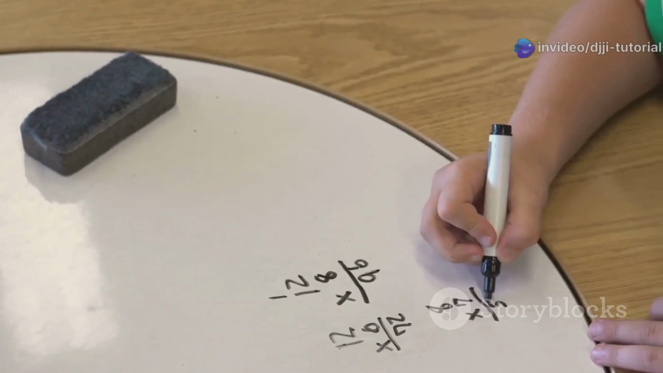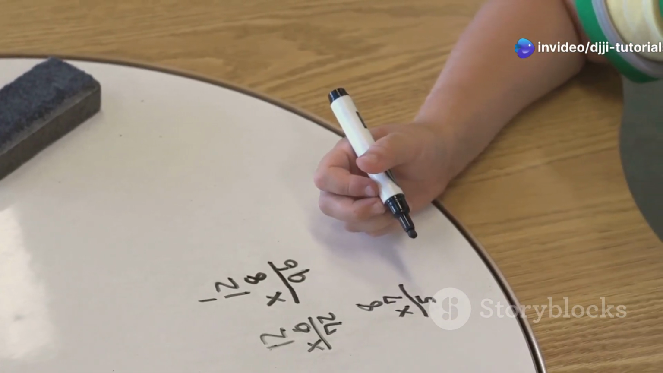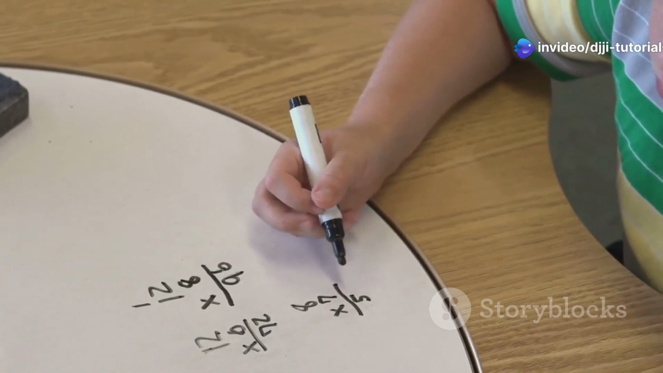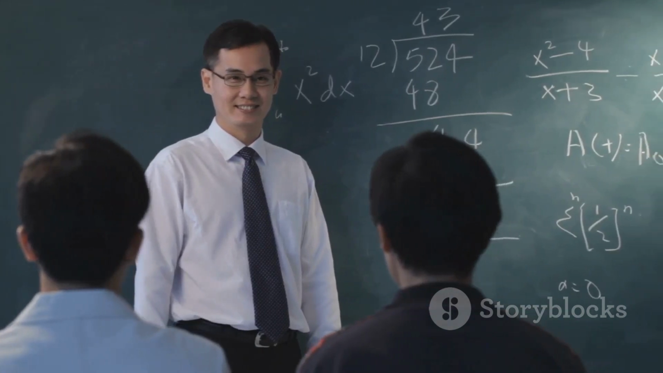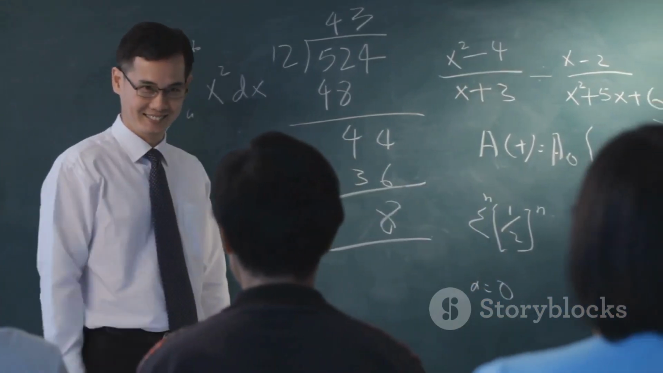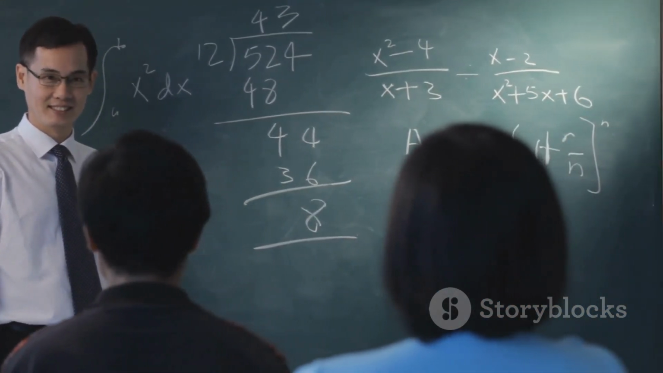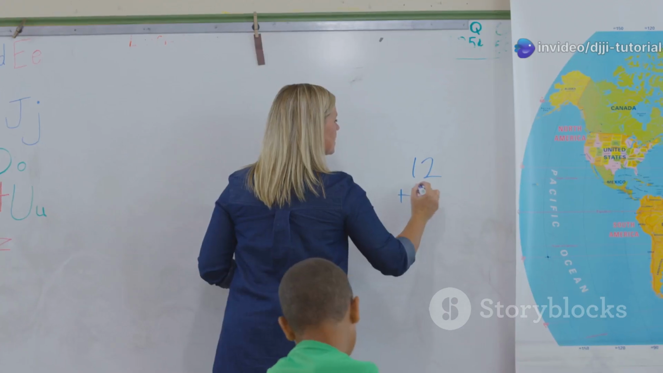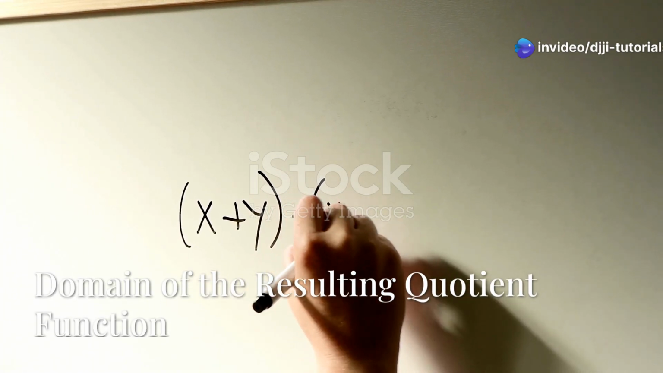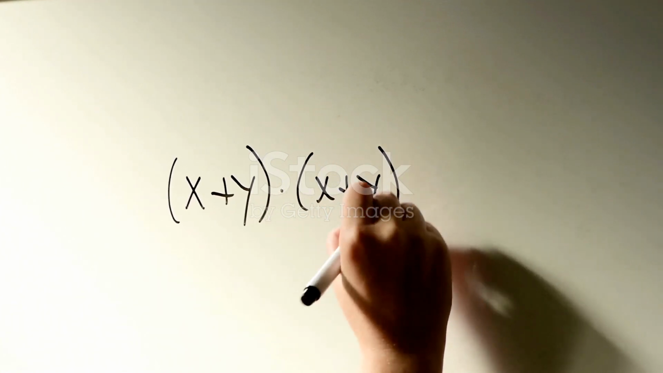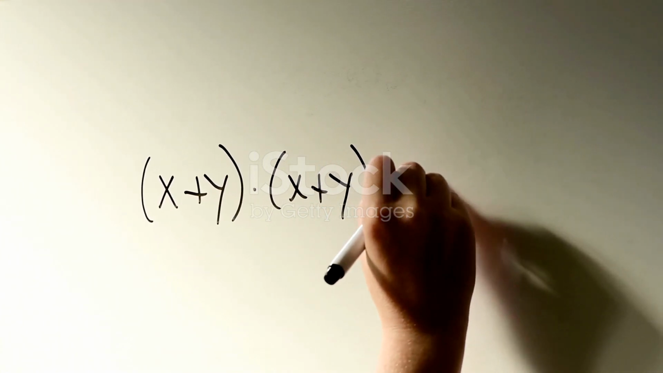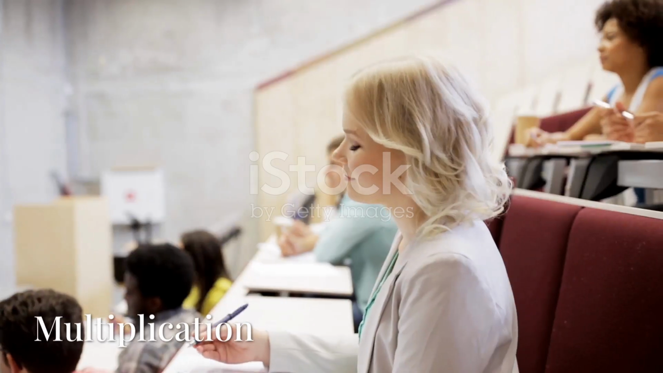Division. When dividing functions, the resulting function's value at any given input x is the quotient of the function values at that input. If you have functions f of x and g of x, their quotient, f divided by g at x, is defined as f of x divided by g of x, provided that g of x does not equal 0. The domain of the resulting quotient function excludes any input values that would make the denominator g of x 0.